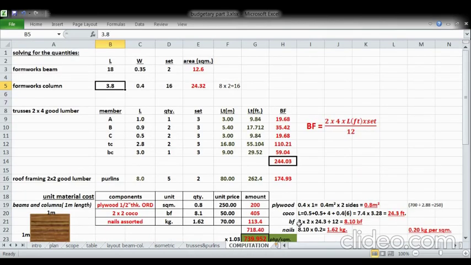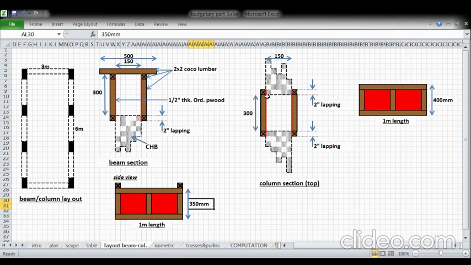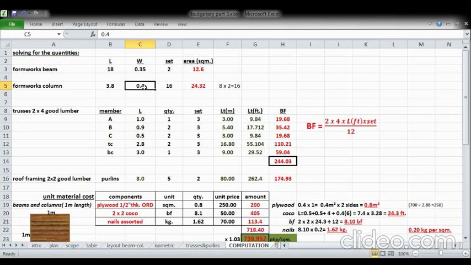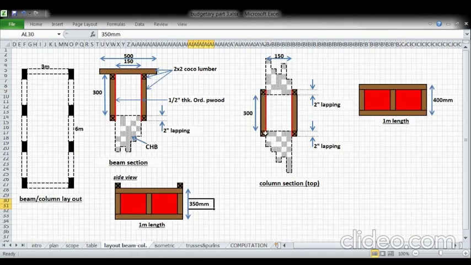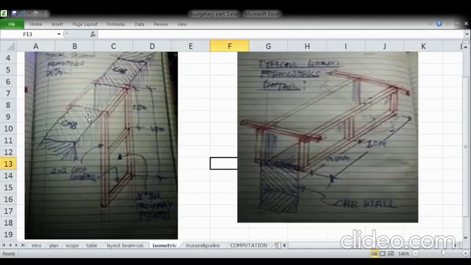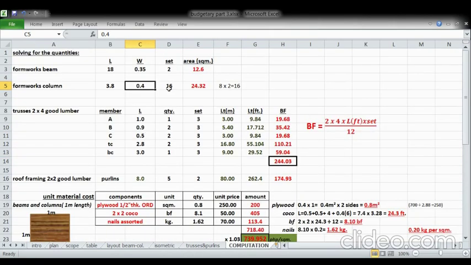So 3.8. The width is 0.4. Where do we get 0.4? Back to the layout, this is 0.4. The beam depth plus the lapping of 2 inches. So 50 plus 50 is 100, plus 300 is 400. So 0.4 meters. I hope this is clear. 300 plus 50 plus 50 is 400, and that is 0.4 meters. So this is the volume. I hope you guys get this.